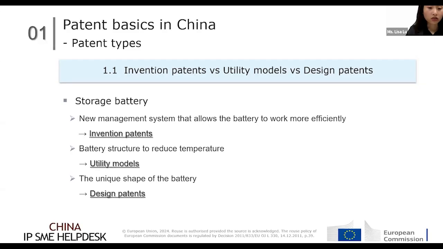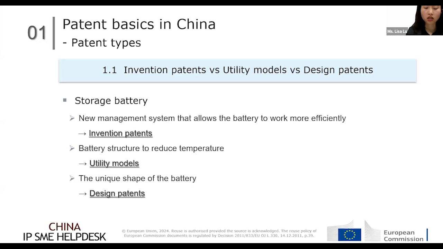And if your battery has a new design of structure that can reduce the temperature when the user is using it, we will conclude it as a functional invention because of the structure. Then you can use utility models to protect that. And for the unique shape or design of the battery, not protecting the function, you can consider the industrial design. Hopefully, it's clear for you to understand those three types of patent.